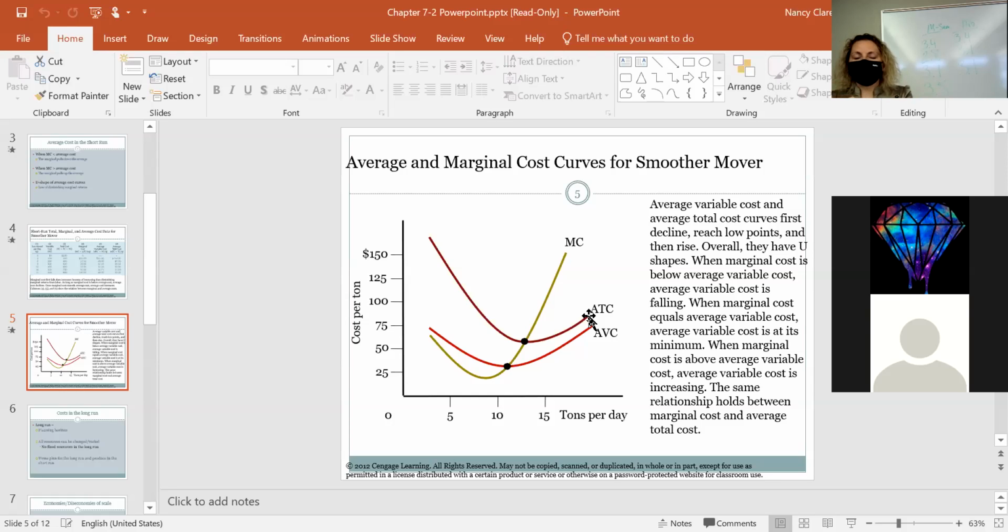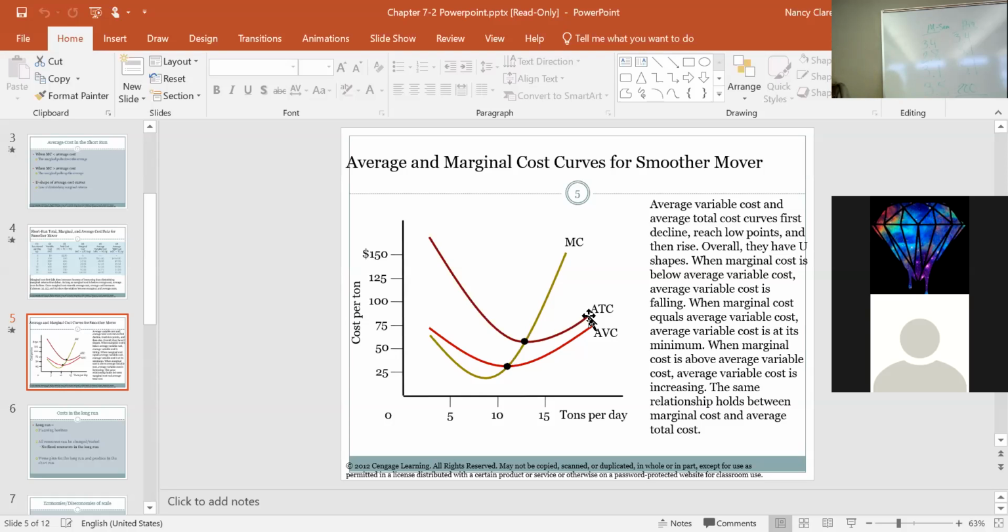You don't graph average fixed costs because you really don't need it. But if you needed to find it, you would take the vertical distance between these two curves. Do you see how average fixed cost keeps getting smaller and smaller? That's because you're taking the same numerator, 200 in this case, and you're dividing it by a progressively larger number as you produce more and more in quantity.